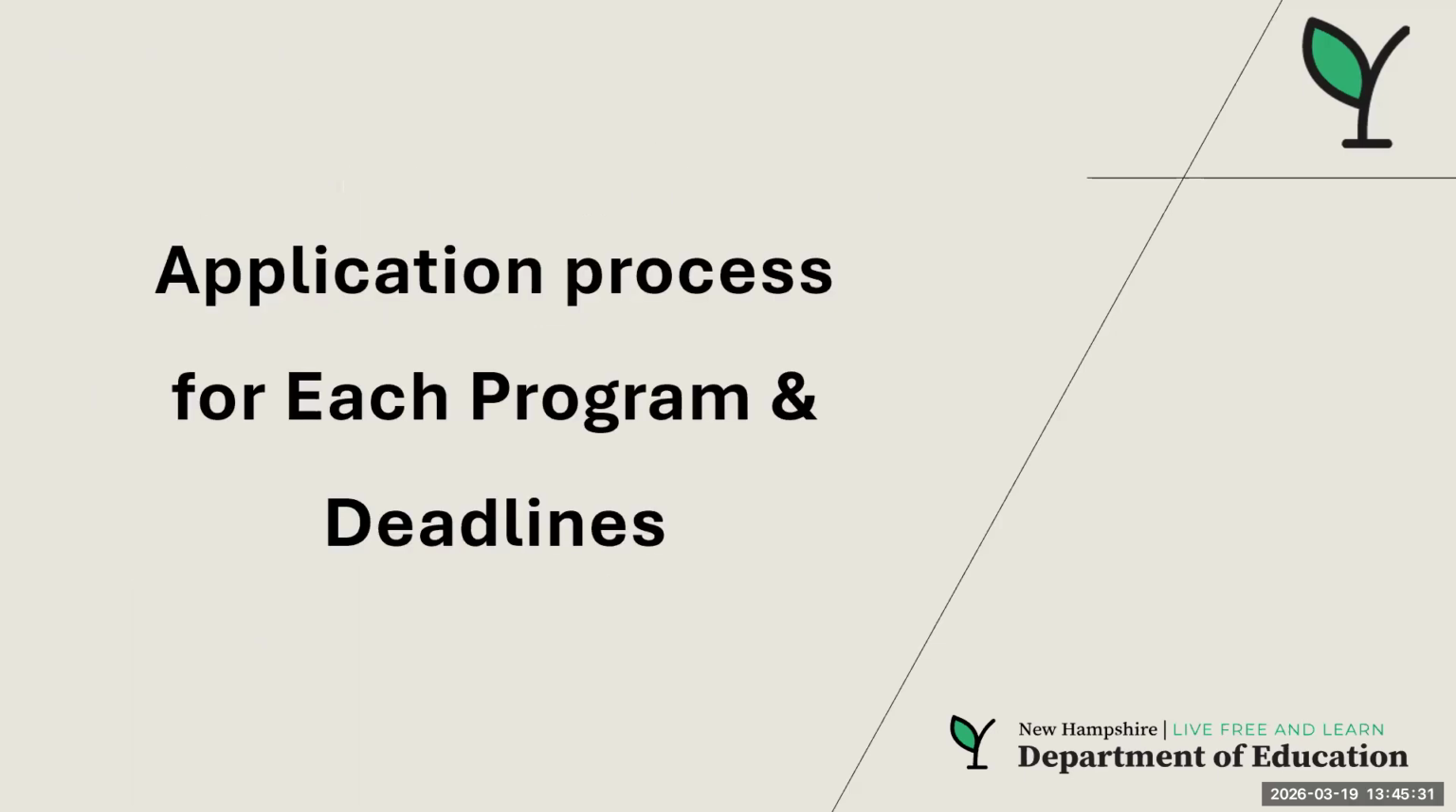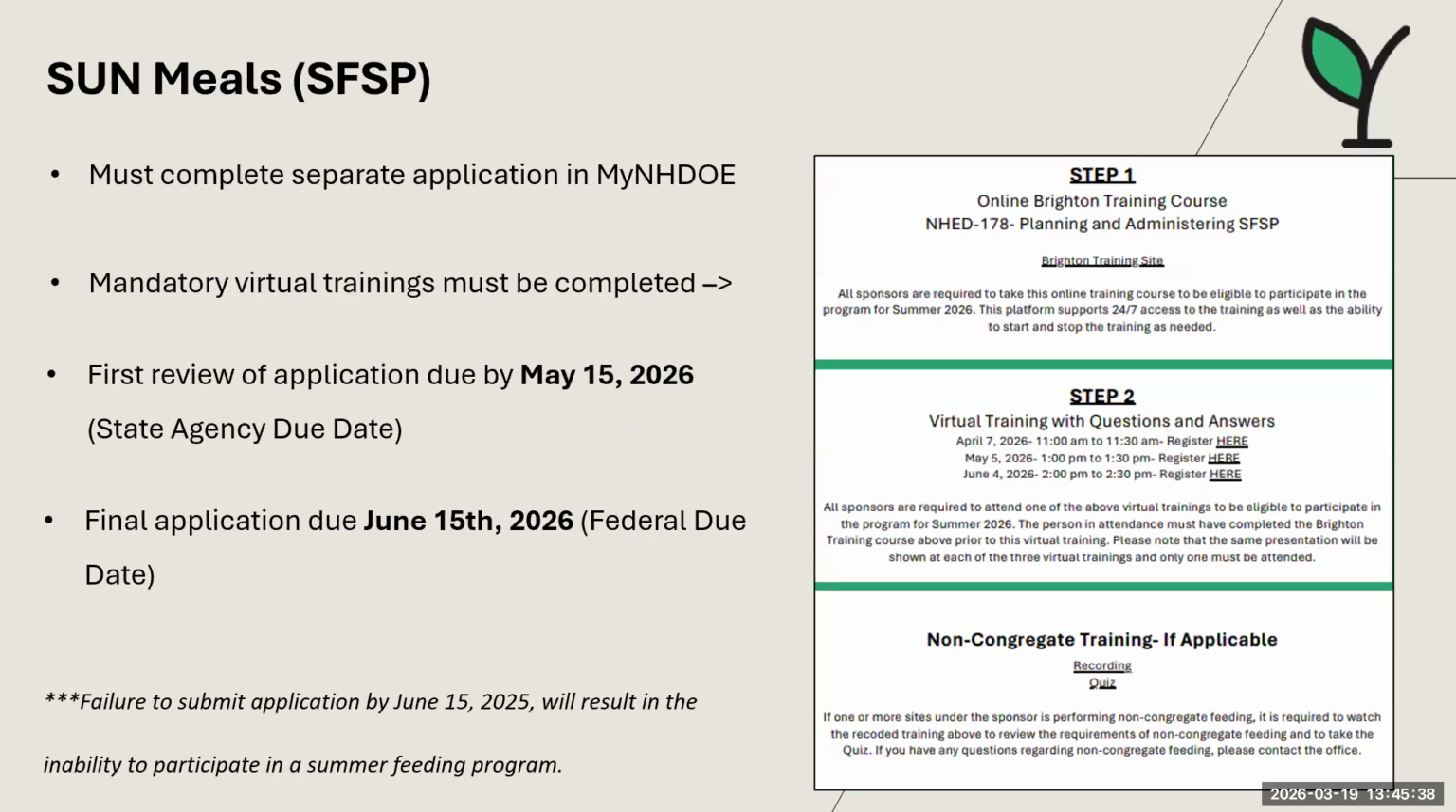So the application process for each program and the deadlines that you should be aware of. So here's for SFSP, so you must complete a separate application in My NHDOE. So the application process for SFSP is a little bit more in-depth than it would be for SSO or ESY. There are also mandatory virtual trainings that must be completed, which you can see from the screenshot on this slide.